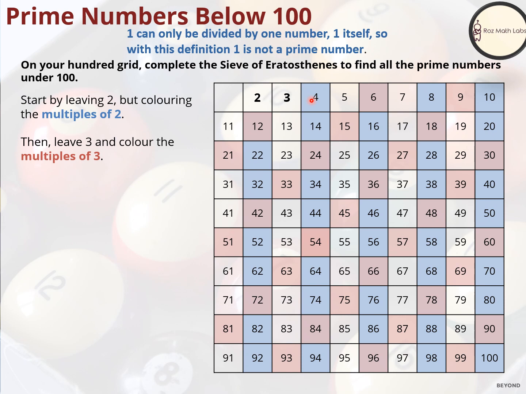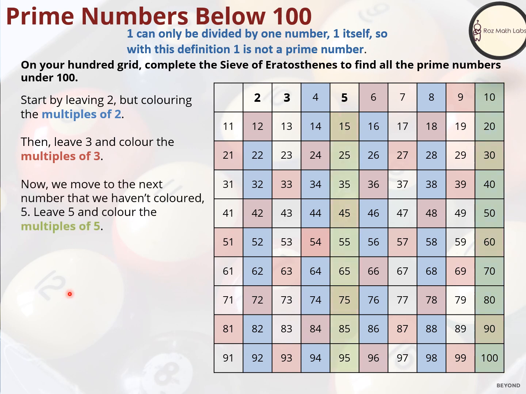Then comes the number 4. 4 is already colored because 4 is an even number and is a multiple of 2. Hence 4 is not prime as it has more than two factors. Next comes the number 5. Yes, 5 is a prime number as it has only two factors, 1 and 5. So we just leave 5 and we color all the multiples of 5. Now you can see all the multiples of 2, 3 and 5 are colored.